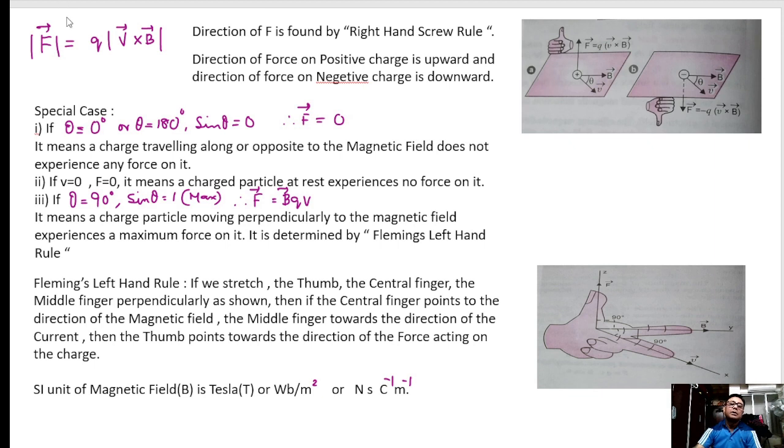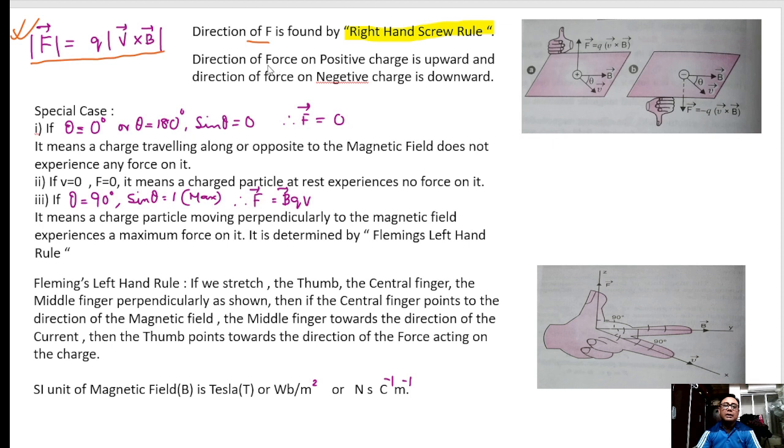So now let us see the next thing. Since it was F = qvB sin theta, the product will be written in the vector form, v cross B. Now watch here, the direction of F is found with the help of the right hand screw rule. Please remember this.